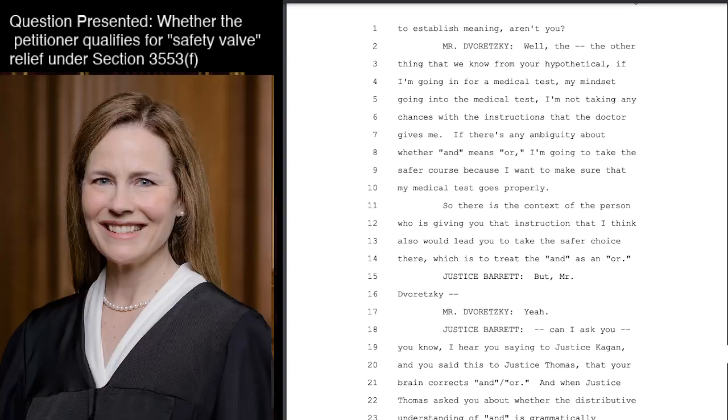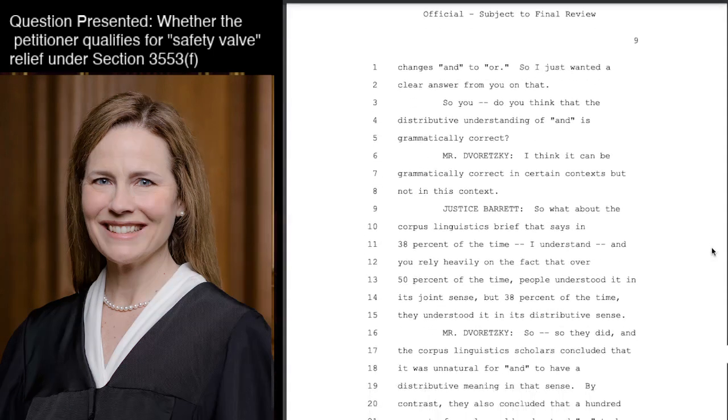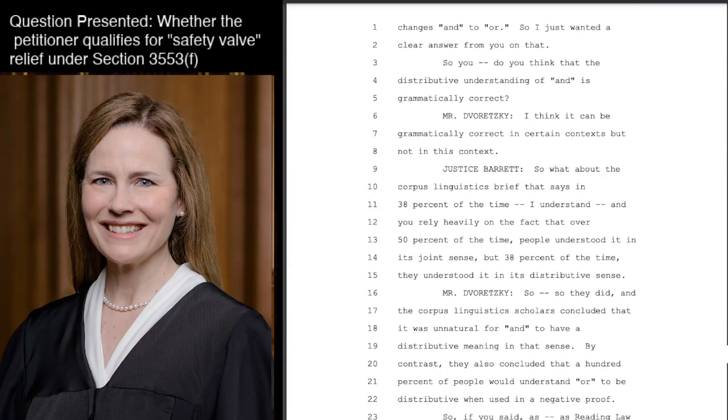But Mr. Dvoretsky, can I ask you, I hear you saying to Justice Kagan, and you said this to Justice Thomas, that your brain corrects "and" to "or." And when Justice Thomas asked you about whether the distributive understanding of "and" is grammatically correct, you kind of seemed to say no, because you keep going to this example where your brain changes "and" to "or." So I just wanted a clear answer from you on that. So do you think that the distributive understanding of "and" is grammatically correct? I think it can be grammatically correct in certain contexts, but not in this context.